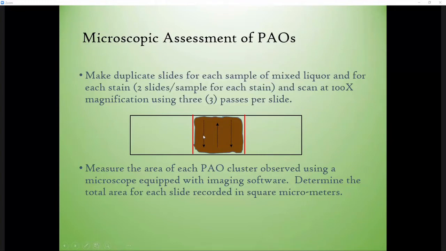So I scan down the slide, and then I scan up the slide, and I scan down the slide. I usually do 5 passes. You can do 3 passes, 2 passes, however many you want to do. I realize that the plant I work at is a 1.2 billion gallon a day plant. So it's a huge plant.